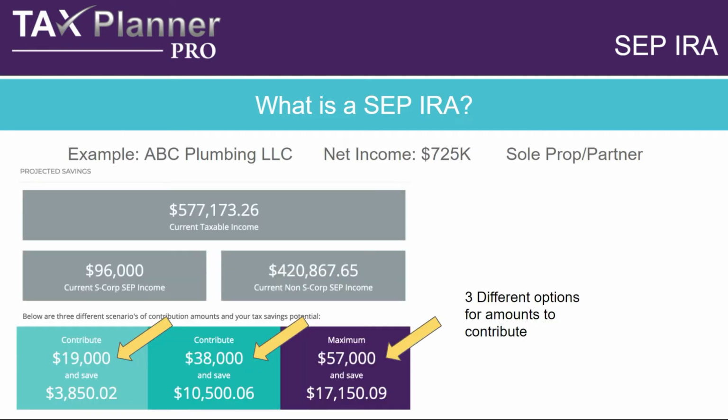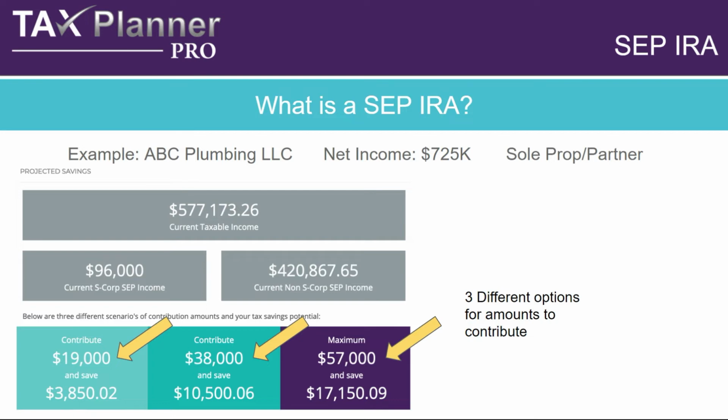As you're looking at the planner, this is an example that I threw together, and you can see it shows you your taxable income. It shows you if you're an S corporation, what your current S Corp SEP income is, what your non-S Corp SEP income is. And what that means is if you're an S corporation, your SEP income are your wages that the S corporation pays you. It's not your full profit from the business. Whereas if you're a partnership or a sole proprietorship, it is your full profit.